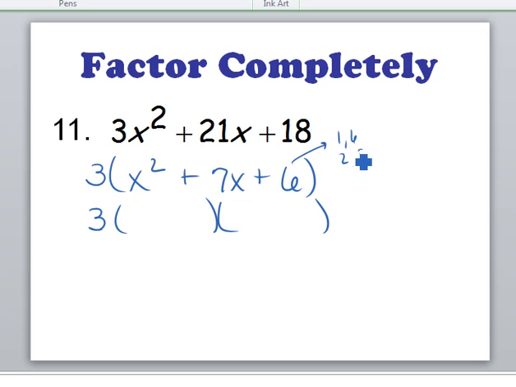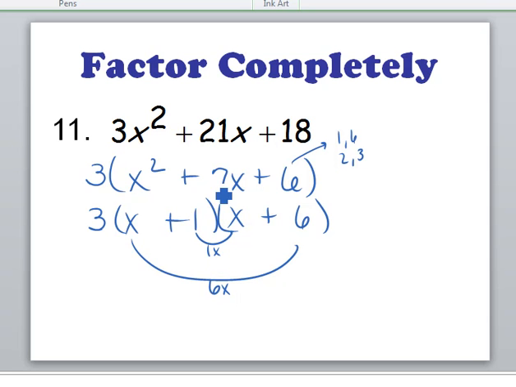that give me 7. These are the 2 that are going to give me 7. So I'll put x times x and 1 times 6. And we'll check this to make sure it works, which it does. 6x plus 1x is your 7x.